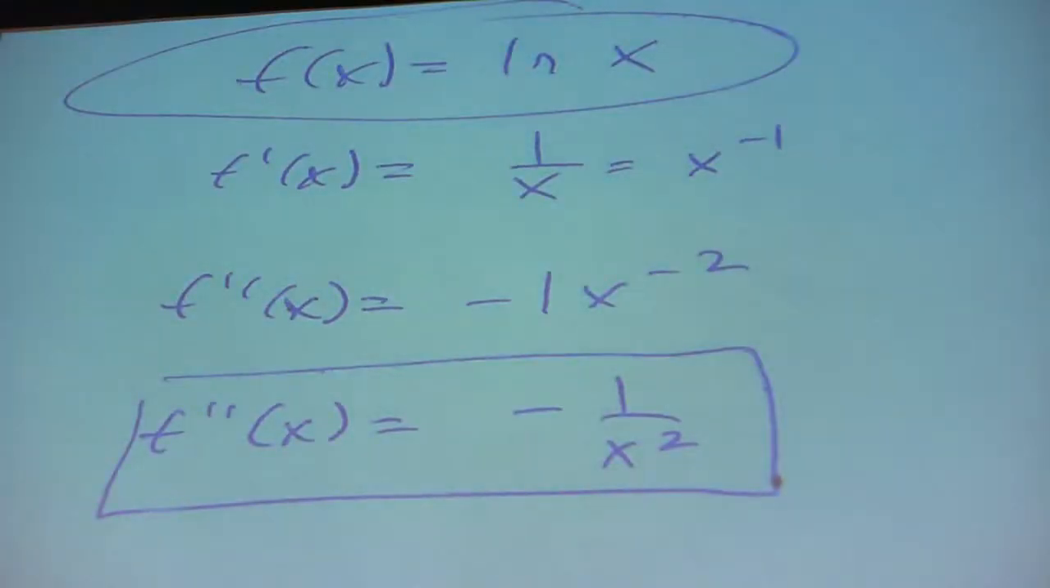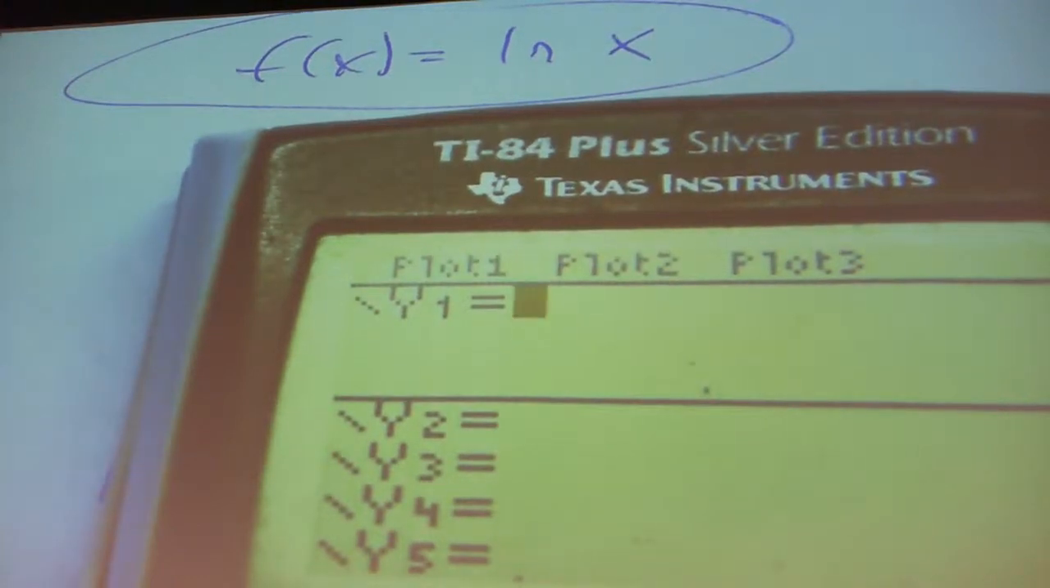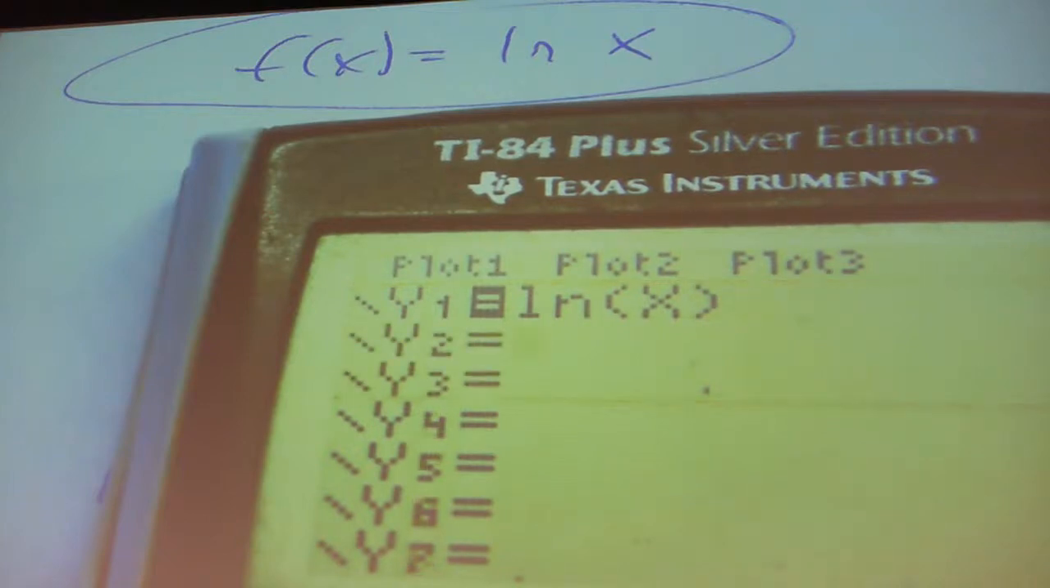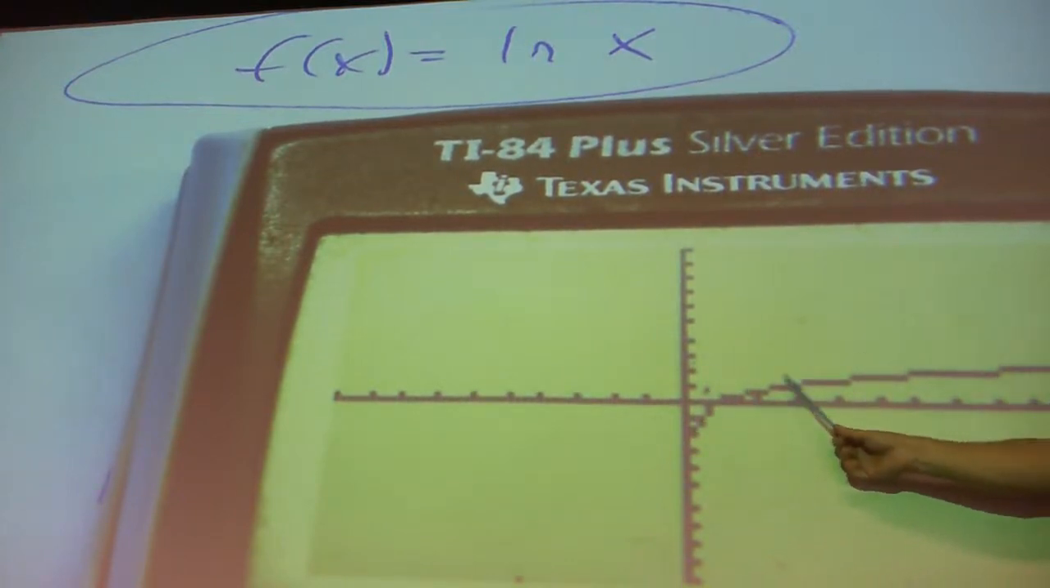Okay, so we're graphing the original ln of x, and we're going to find out where it's concave up or concave down using the second derivative. So I go to my calculator, and let's graph ln of x. We'll use the same normal window, but you'll notice something interesting about ln of x. ln of x only exists from 0 forward. So the numbers we'll plug in are from 0 forward, but it's concave down the entire way.